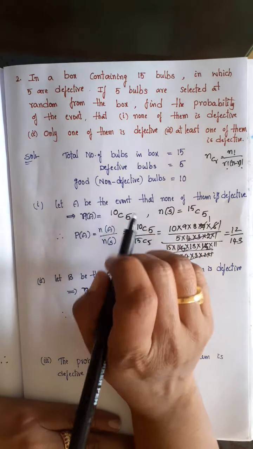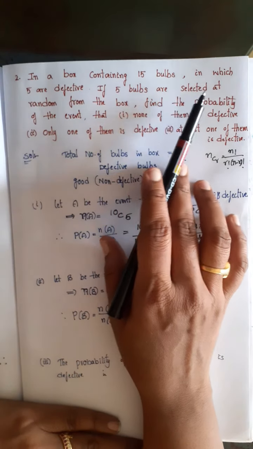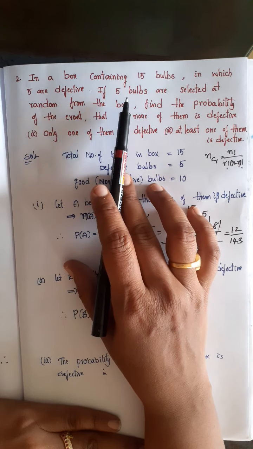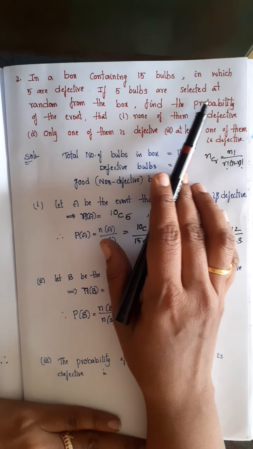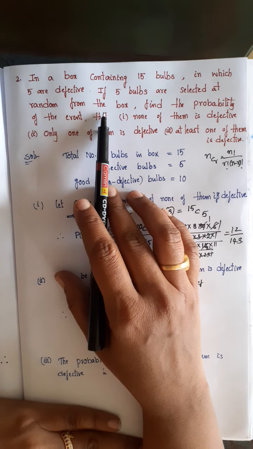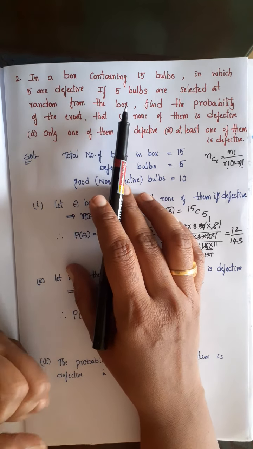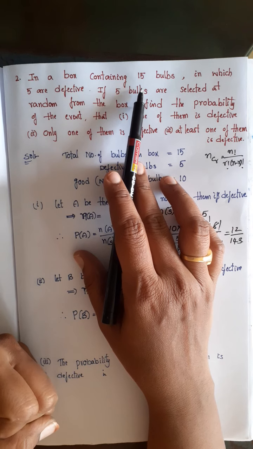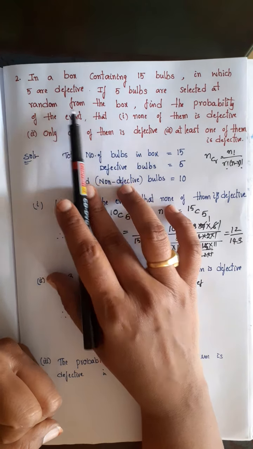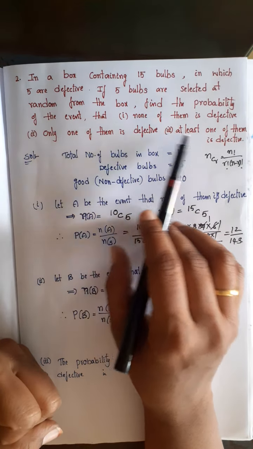Let us see the next question. In a box containing 15 bulbs in which 5 are defective, 5 bulbs are selected at random. So what is our random experiment now? We have to select 5 bulbs from 15 bulbs. In those bulbs, 5 are defective. Find the probability in the different cases we have.